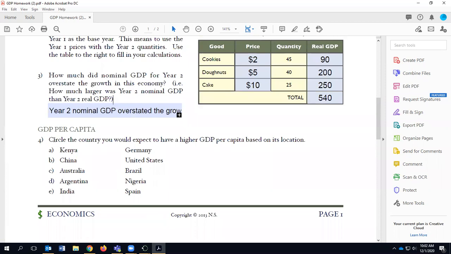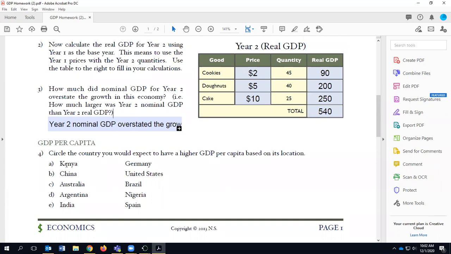All right, so let's look at GDP per capita, number 4. It says, circle the country you would expect to have a higher GDP per capita based on its location. So letter A, Kenya or Germany, which do you think would have more money per person? I'm gonna say Germany. Germany. You're right.